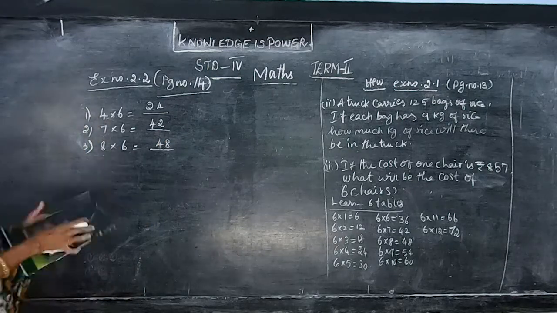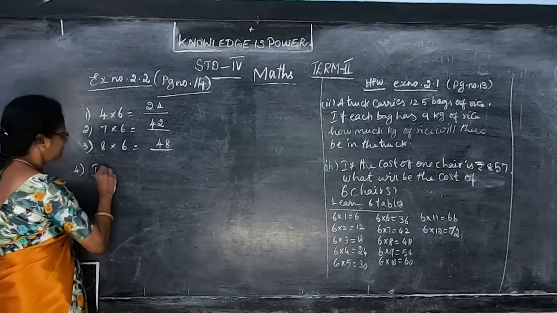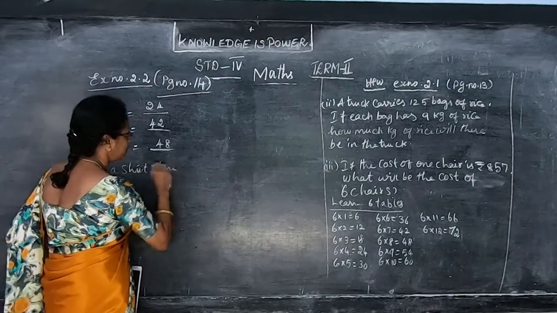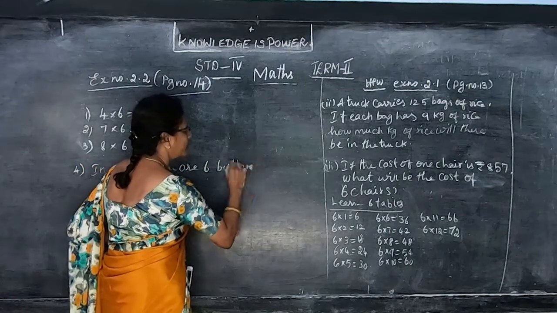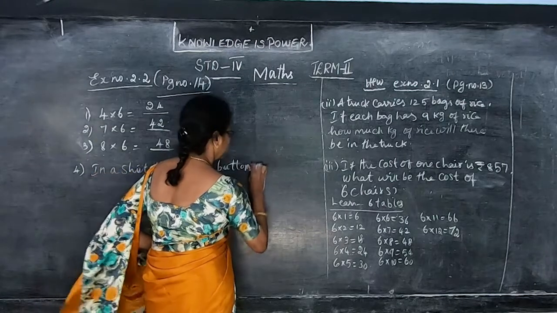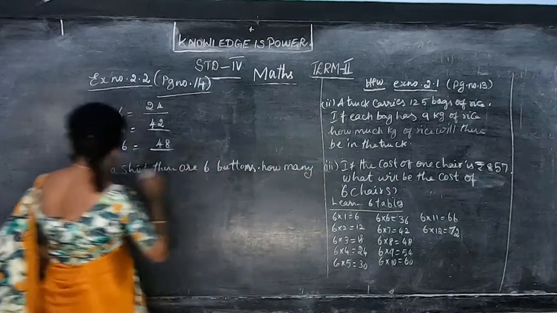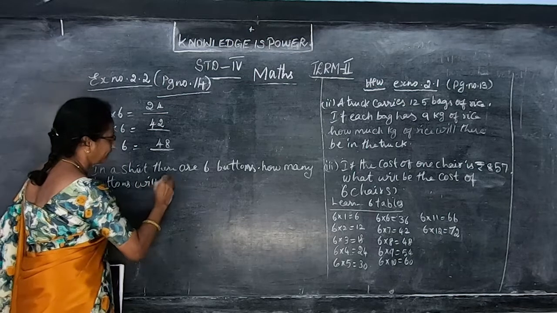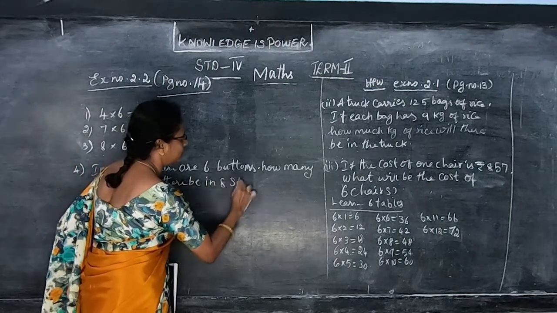Then here they are given the fourth sum. In your shirt there are 6 buttons. How many buttons will there be in 8 shirts?